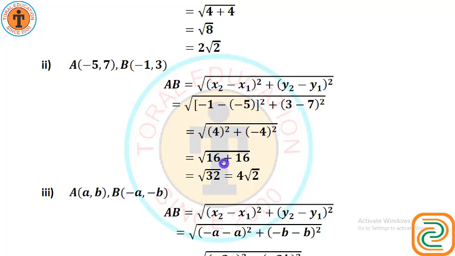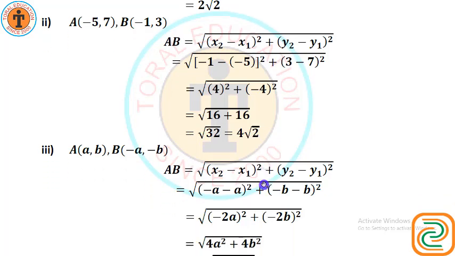Right? 4 square means 16 and minus 4 square means 16. 16 and 16, 32. Right? So 16 2s are 32. Again 4 will come out. Then 4 root 2 is our answer.